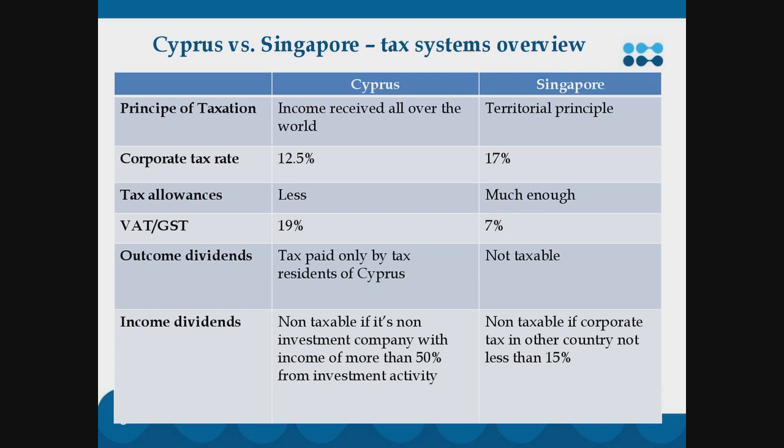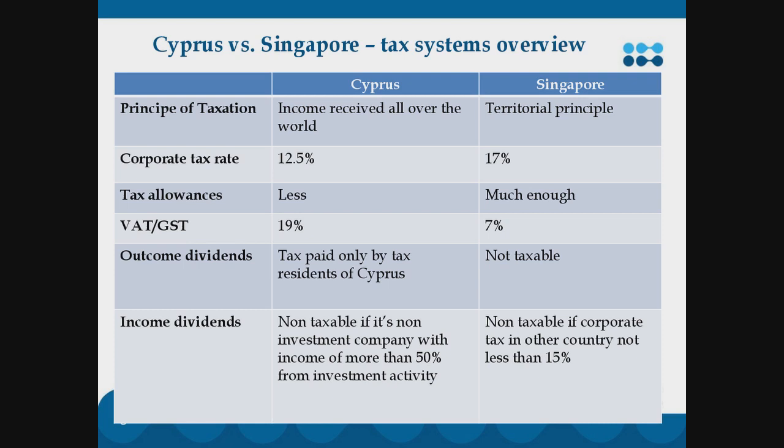Tax allowances: in Cyprus there are fewer tax allowances, but there are many in Singapore. If to speak about VAT, or GST, in Cyprus it's 19% and in Singapore it's 7%. Why I mentioned GST? Because it's the same as VAT, but in Singapore. We'll discuss it later. Outcome dividends in Cyprus are paid only by tax residents of Cyprus, and in Singapore, outcome dividends are not taxable.